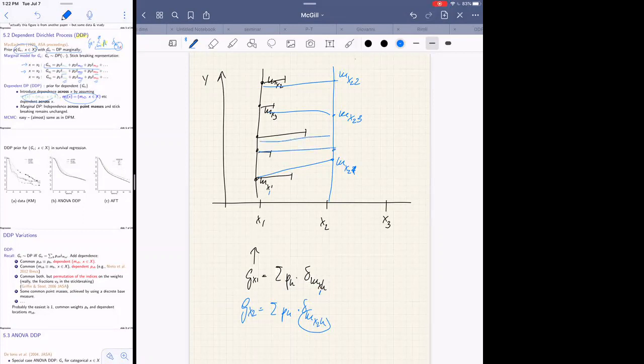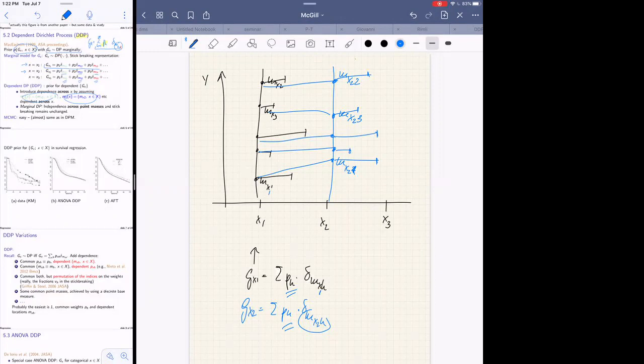What we simply do is we make the point masses dependent across the x, but independent across the atoms. And then, did you notice, we cheat a little bit. We actually use literally the same weights. So using literally the same weights, I just copy them over. And this is now the random probability measure for x2.